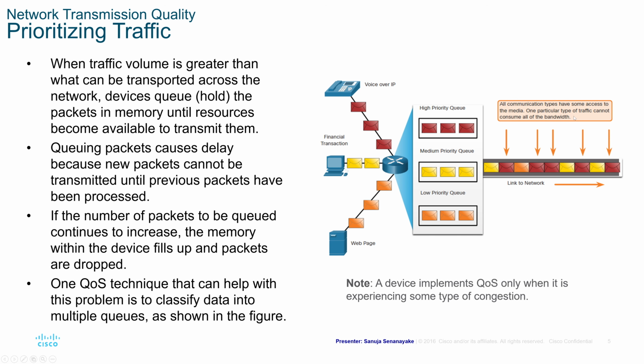All communication types have some access to the media. One particular type of traffic cannot consume all the bandwidth, because it will be mixed among all three types based on the data and the congestion that the system sees. Devices implement QoS only when they are experiencing some type of congestion. When there is no congestion, say there is only voice traffic at a moment, then the QoS implementation will stop. It will only act when there are multiple data streams coming into the device.